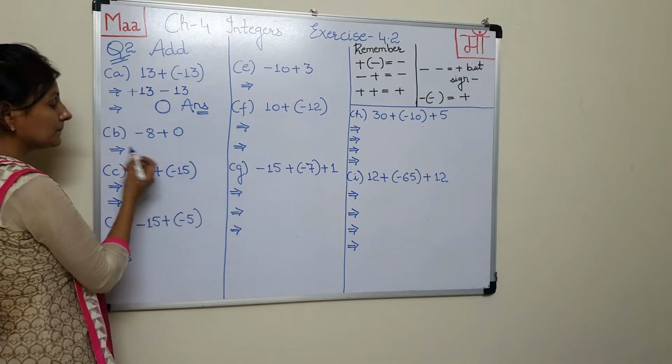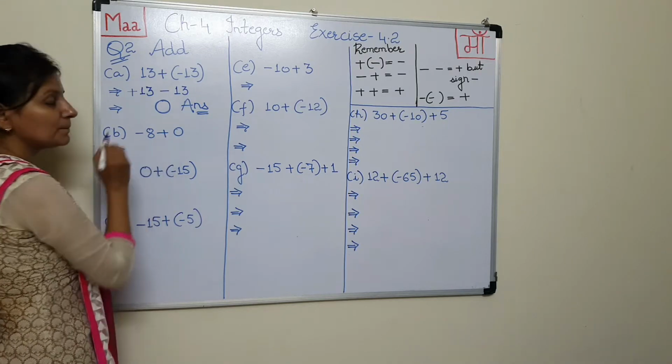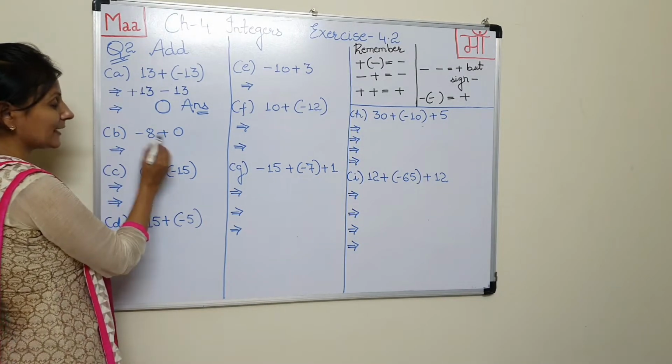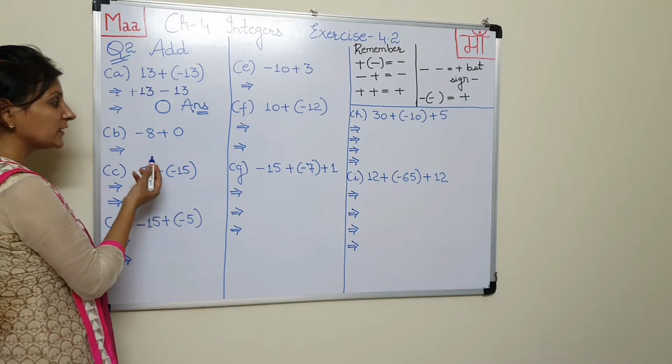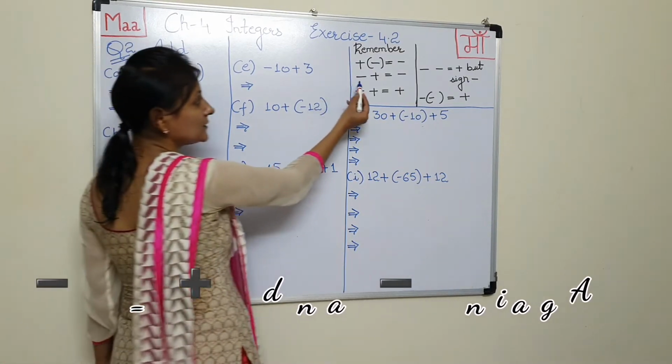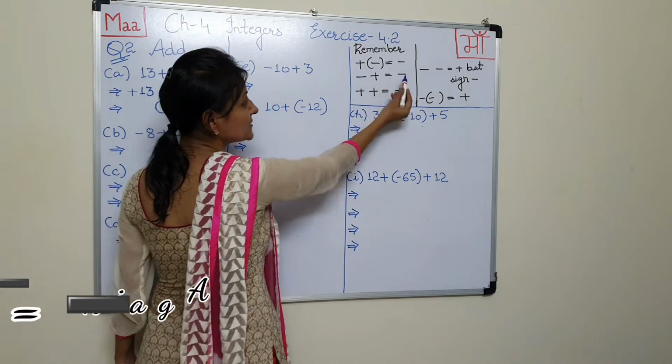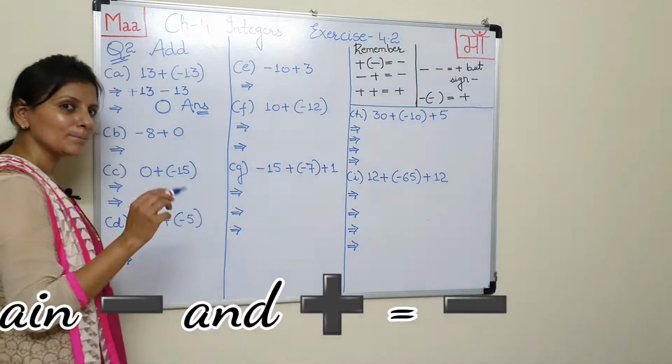Let's move on with the B part. It's minus 8 plus 0. Here it is minus 8 and plus 0. So firstly you have to see what we have to do. See this rule, minus plus. So minus plus means minus. So that means we have to do minus first.